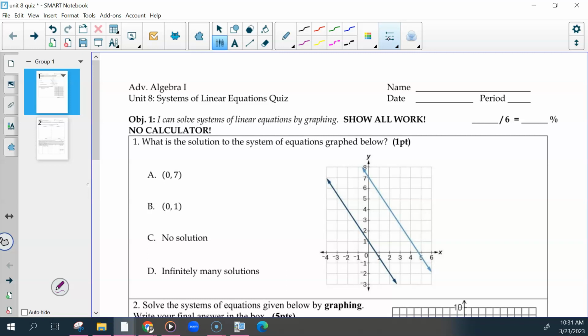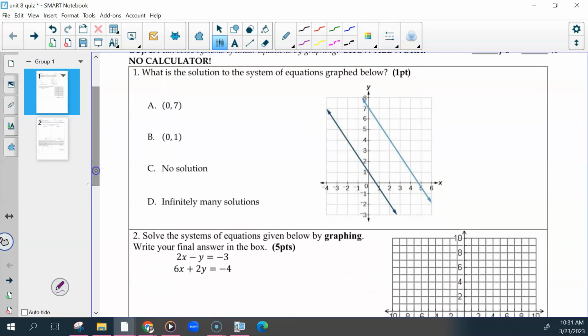So then let's go through the quiz, starting with the no calculator section. For the most part, you guys did fine on this section. There were some issues, but for the most part, everyone got this one. The answer was C. They don't cross, so it would be no solution. Make sure you're fixing these if need be.